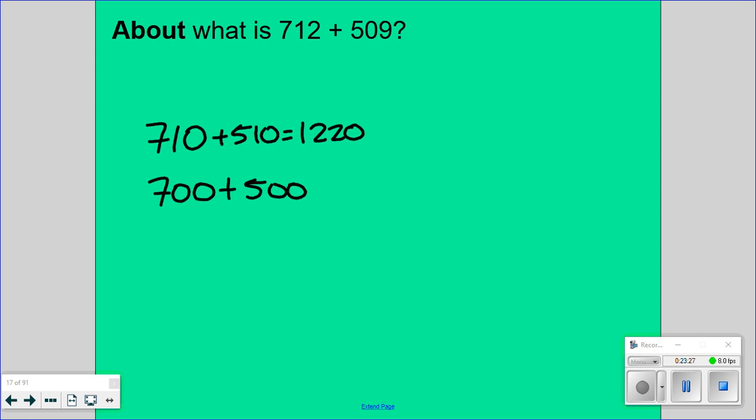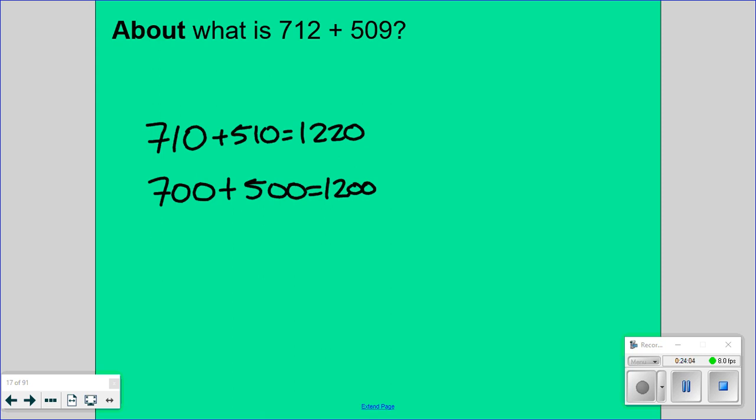Didn't anyone do it that way? Yeah, I was trying to do it that way. That's the way I would have done it because that seems easier for me. Mason, what did you do? The same thing I did last time. 712 plus 509. I erased the 9, erased the 12, and put in all zeros. Love that. Then I put 500 plus 700 equals 1,200.